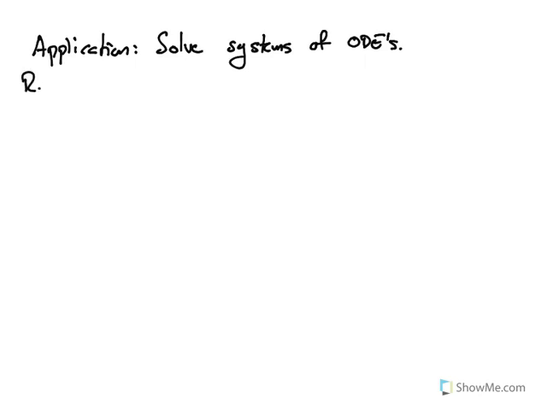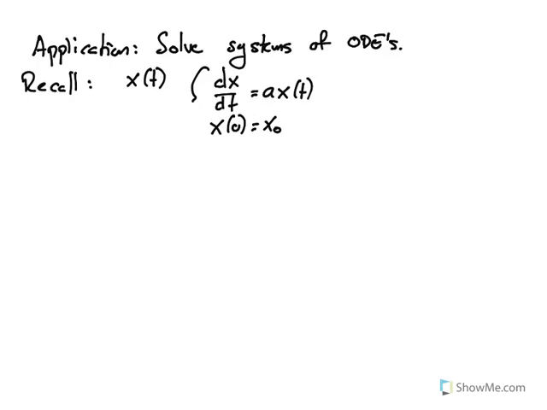So first, recall that if you have the simplest possible differential equation, where x is a function of t, and you have the equation dx/dt equal to simply a times x of t, and some initial condition, x of 0 equals x0, then the solution is x of t equals e to the at x0, like this. And now we can generalize this to systems.